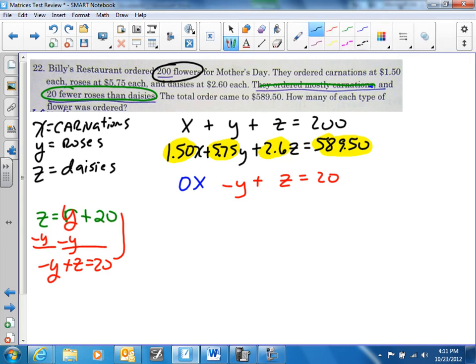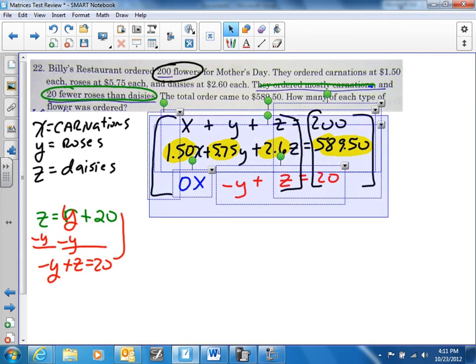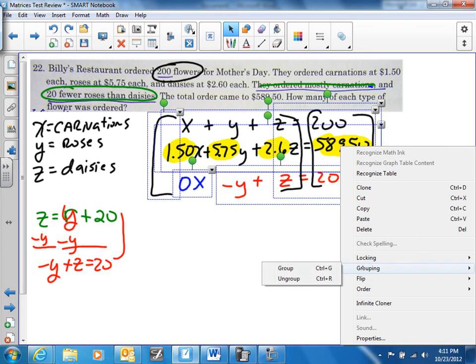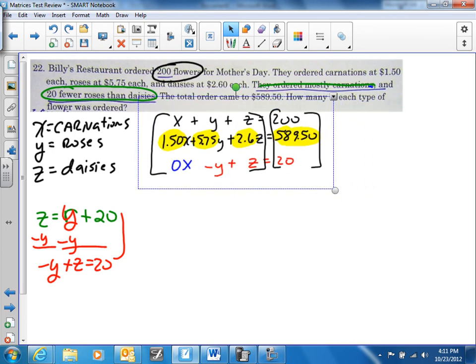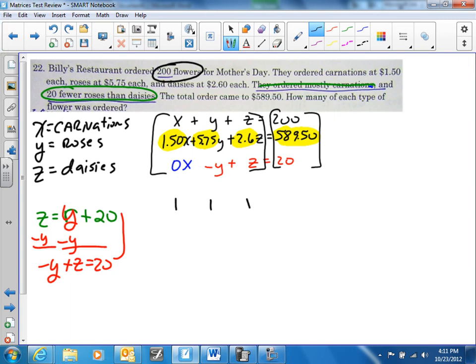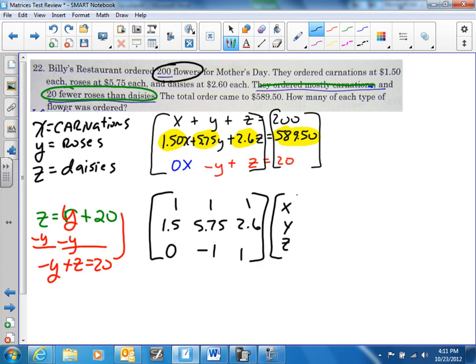Okay? Now, let me go ahead and get this out of the way. So now what I'm going to do is make a matrix. Let me minimize that a little bit and group it. So it's going to be 1, 1, 1, 150, 575, and 2.6. And then this will be 0, negative 1, 1. So there's my coefficient matrix, x, y, z. And then, of course, equals 200, 589.50, and 20.